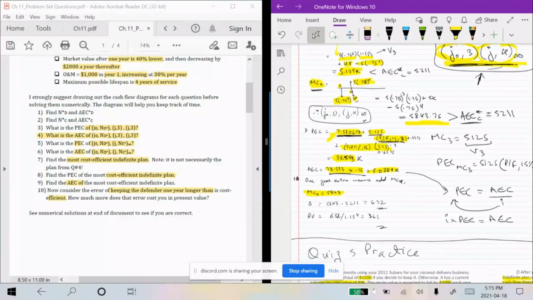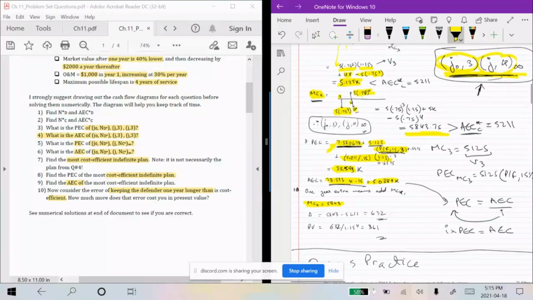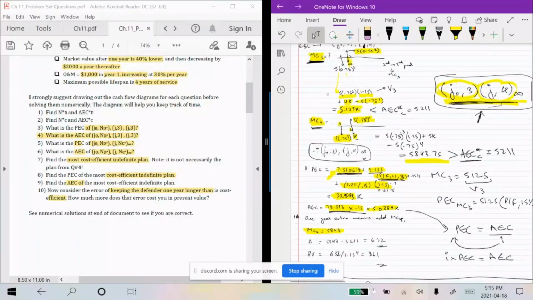We found that it is going to be 5843.75. I just don't know why I left the 0.75, but 5843. Then the cost for keeping the MC3, no, which one was it? Yeah, the AEC star. Why am I subtracting? My bad.